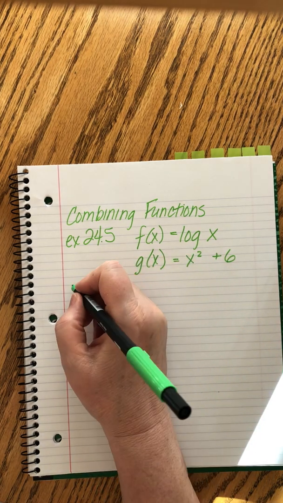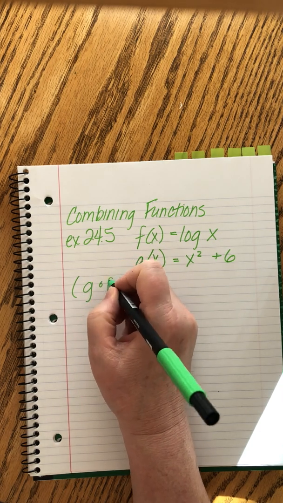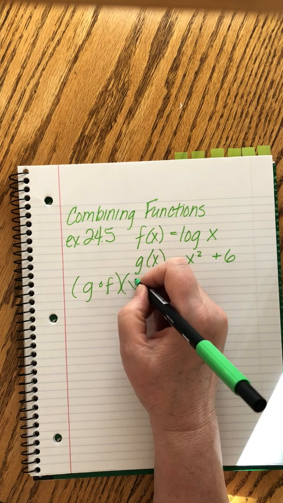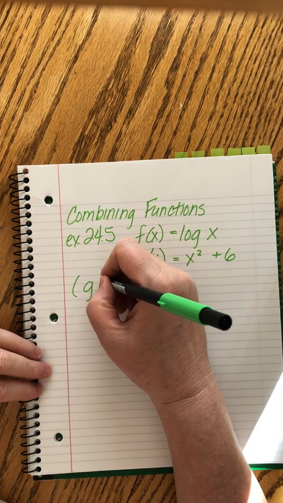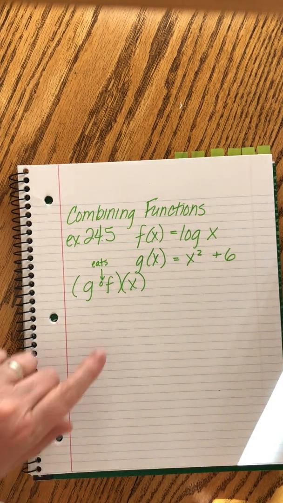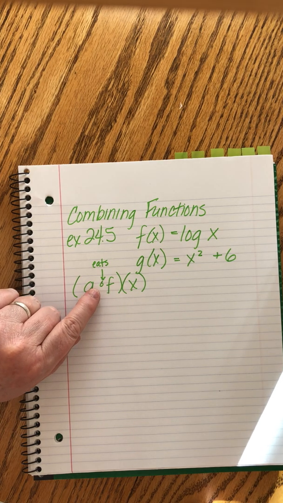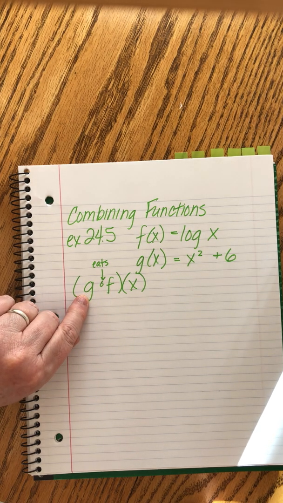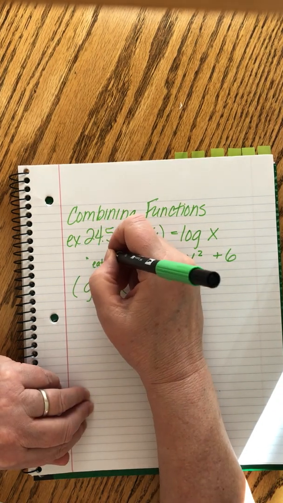What John wants us to do is find something called, what I call, the g eats f function of x. We're combining these 2 functions, and what this notation tells us is that we're supposed to put the f inside of the g function.